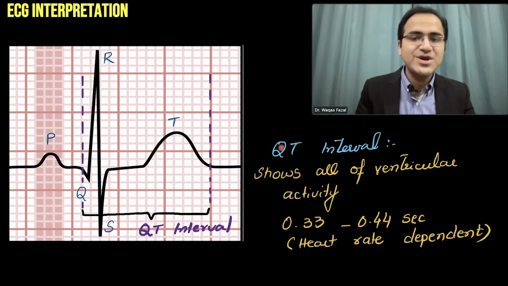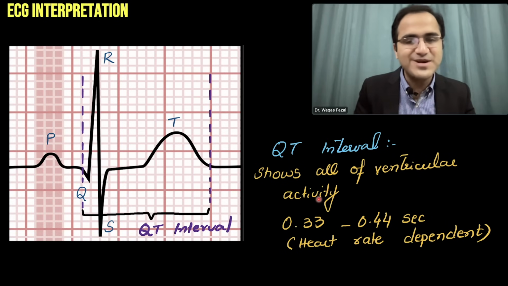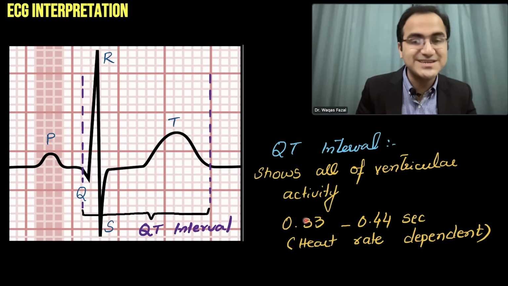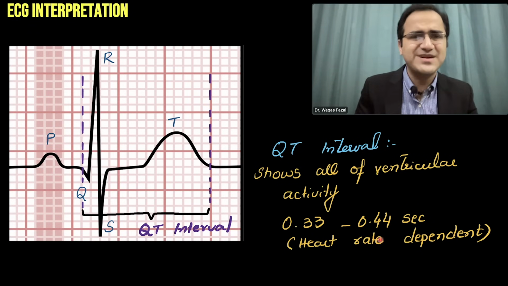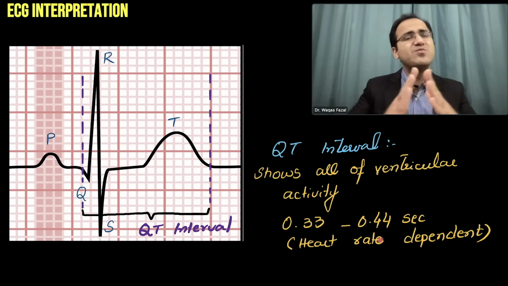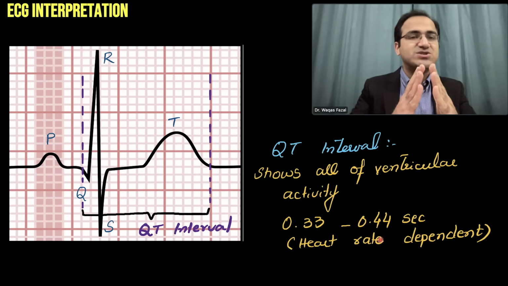QT interval. QT interval starts from the start of Q to the end of T wave, and it shows all of the ventricular activity, ventricular depolarization and repolarization, and its size is 0.33 to 0.44 seconds. It's also heart rate dependent. When the heart slows down, this will prolong. When the heart is rapidly beating, this will shorten.